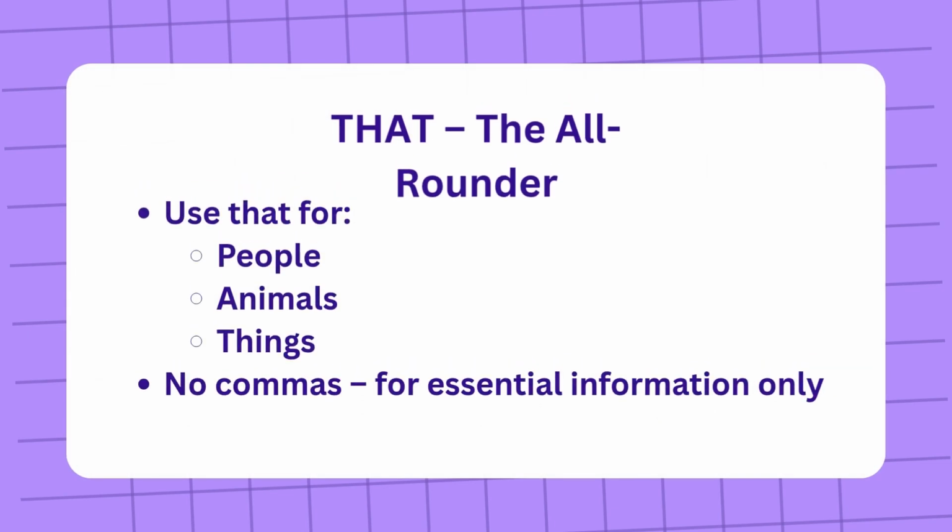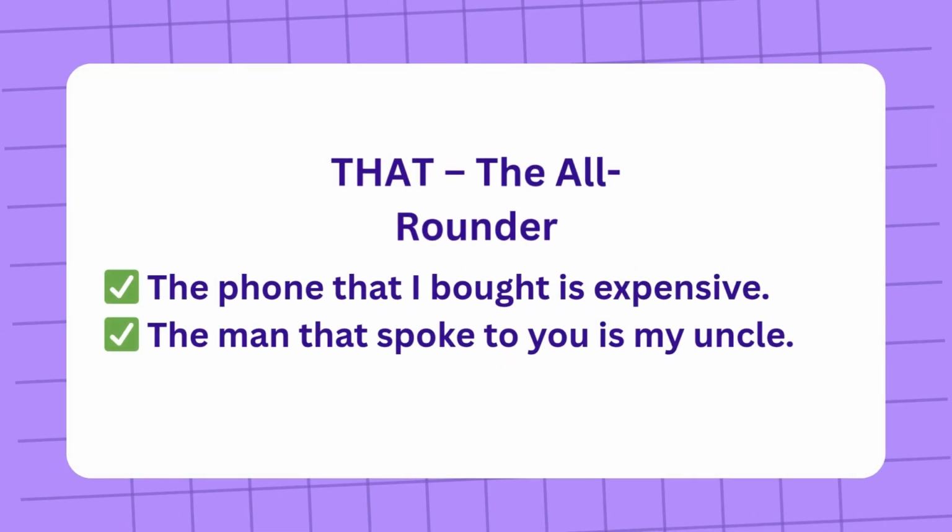That is an all-rounder. We can use that for people, for animals, for things. That is used in case of no commas. It is for essential information only. For example, the phone that I bought is expensive. The man that I spoke to you is my uncle.